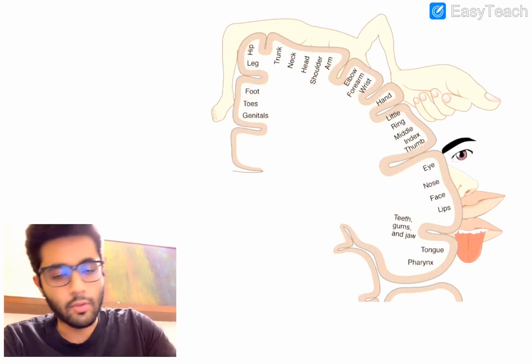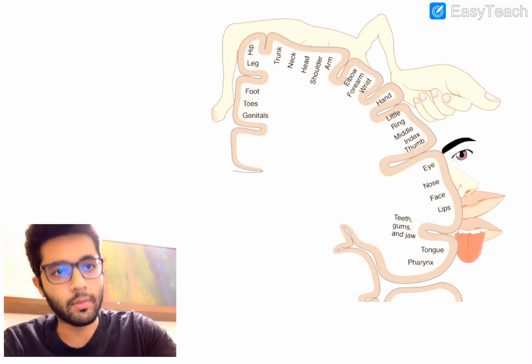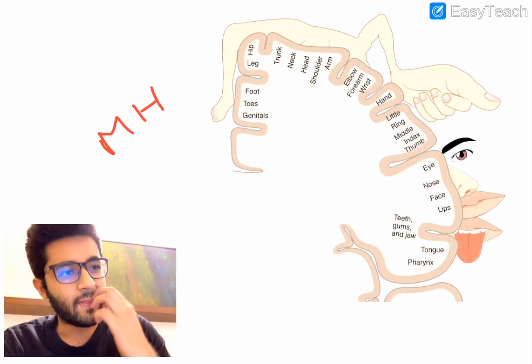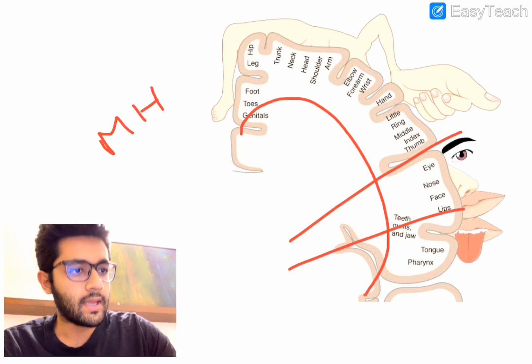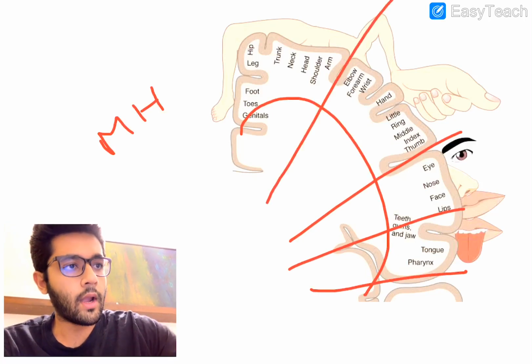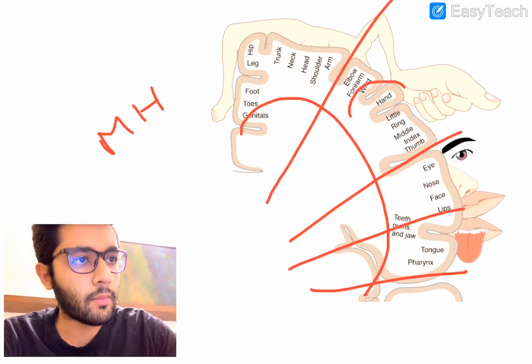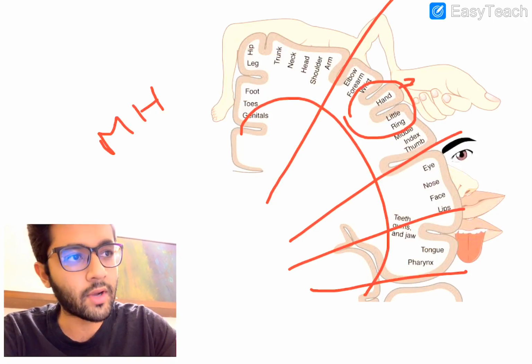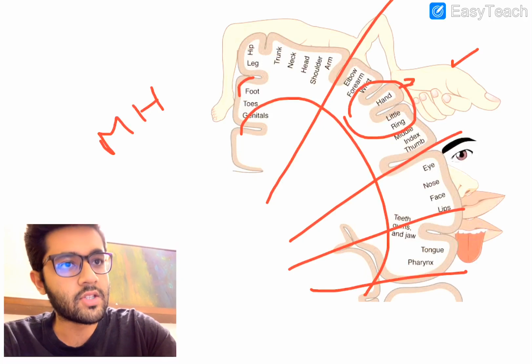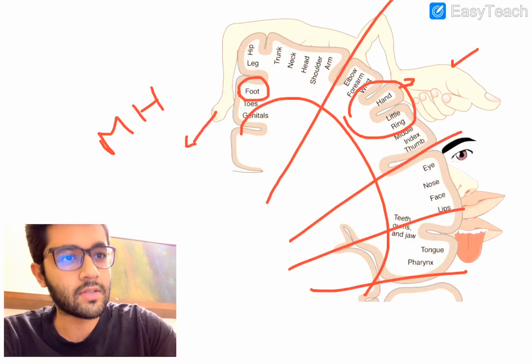Look at it. You might have already seen this. This is the motor homunculus, right? This is the motor cortex. Each part of the motor cortex is dedicated to one part. This region of the motor cortex controls the motor activities of the hand. This region of the motor cortex controls the motor activities of the foot.